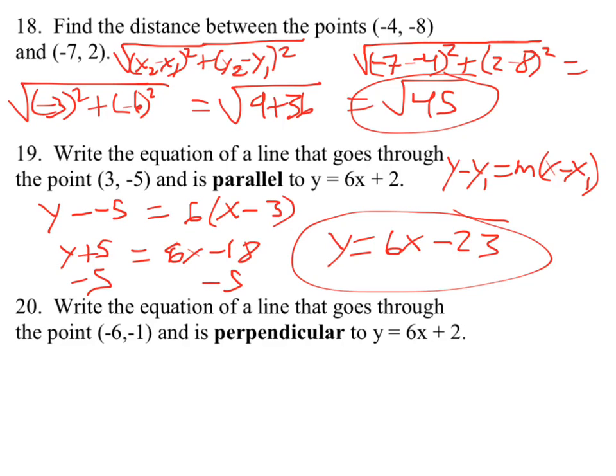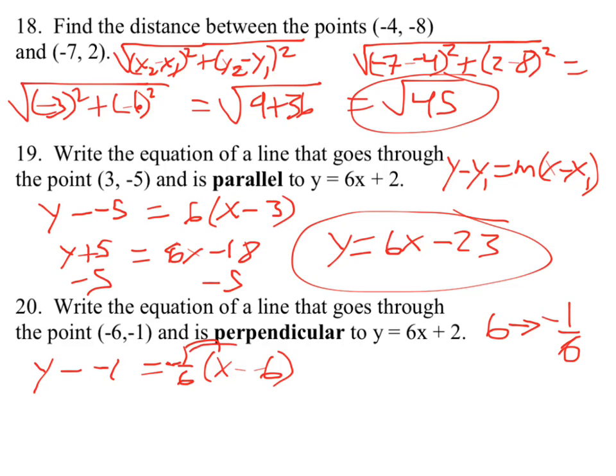And number 20, you're going to do the same thing. I'm going to start with y minus that y value, negative 1. And this time the slope's going to be different. x minus negative 6. Sorry. So I'm just using these coordinates here, those two numbers. We want a line that's perpendicular to this one, so you take your original slope and you need to get the opposite reciprocal of that, and that'll give you a perpendicular slope. So you turn it upside down, get the reciprocal, and then change the sign. So negative 1/6 is going to be the slope I'm going to use.